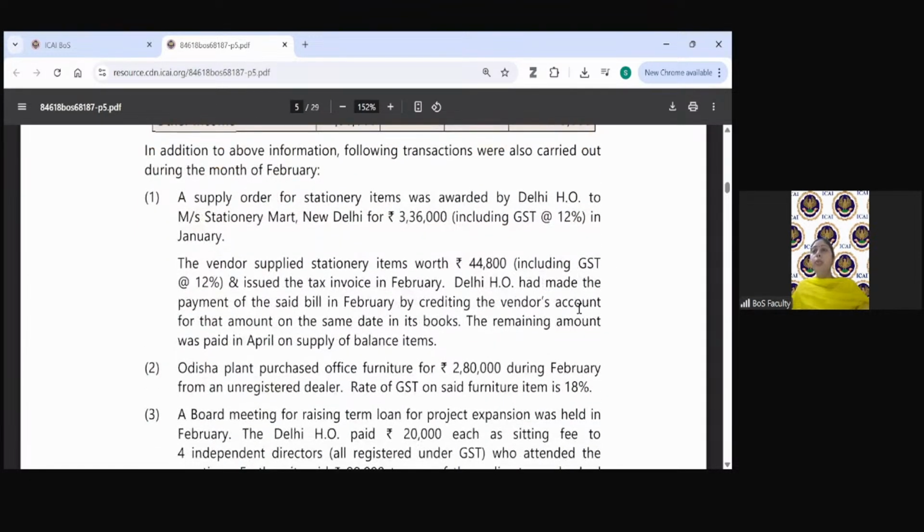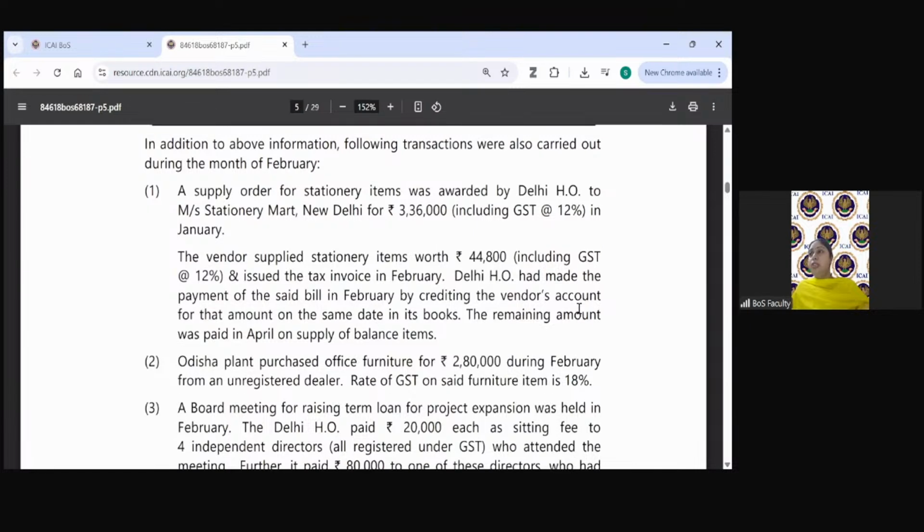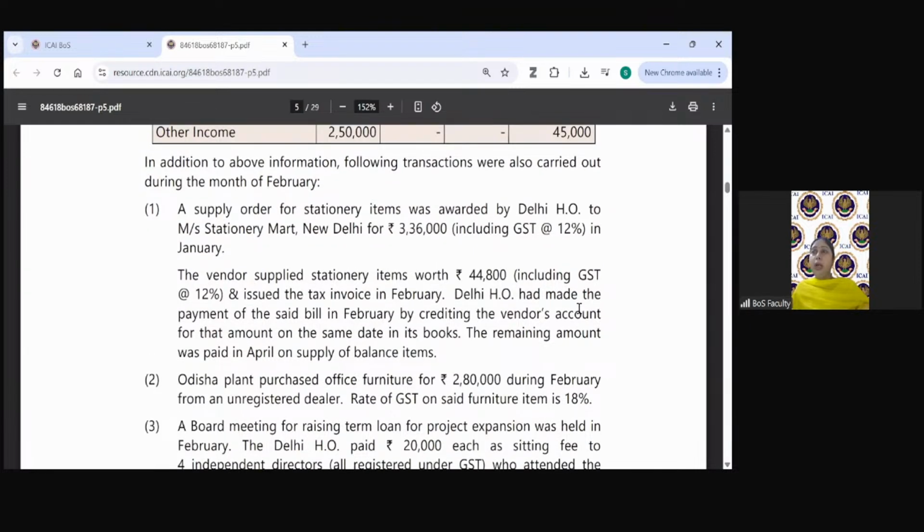Now, in addition to above information, following transactions were also carried out during the month of February. What are the additional transactions which have been carried out? The first transaction, a supply order for stationery items was awarded by Delhi HO to Messrs Stationery Mart, New Delhi, for rupees 3,36,000. Now you have to keep this amount in mind.